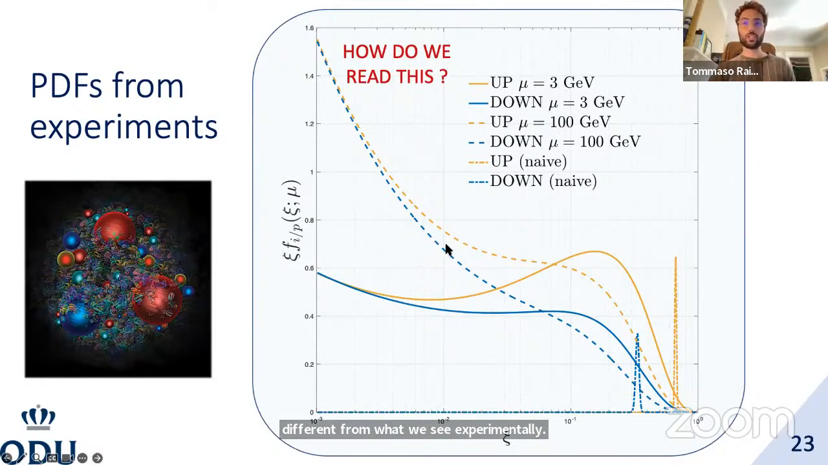Now, here I'm actually showing 2 sets of PDFs. And so you might wonder, okay, why am I showing 2? Isn't the PDF for the up quark just 1? Well, yes and no at the same time.